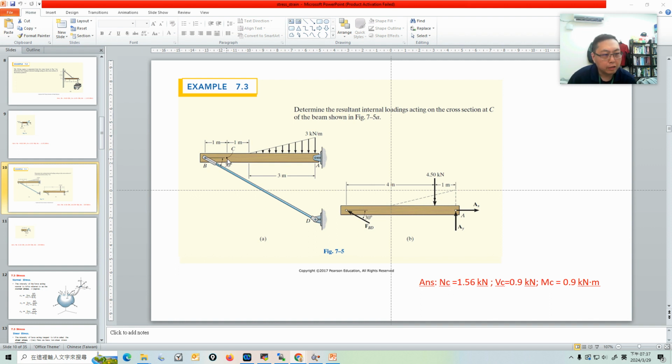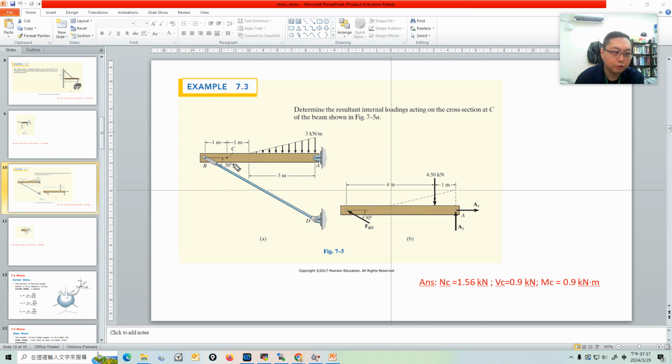Then he chose section C here. He said, I'll calculate the internal force at this section C, with this device and this bar under the distributed load, under this external loading. For such a problem, we have to use the cut section method. And for this problem, I think in the previous two videos you have a sense of it.